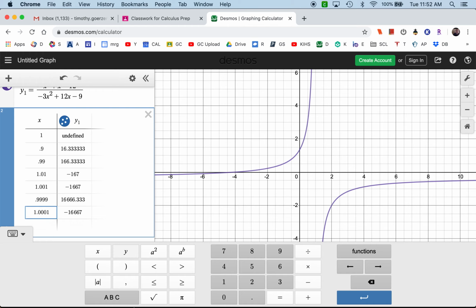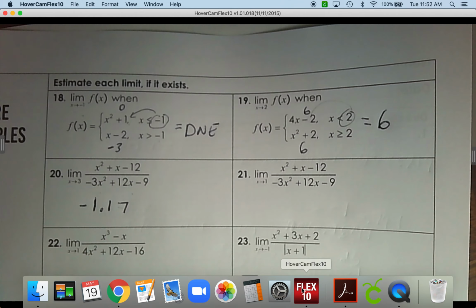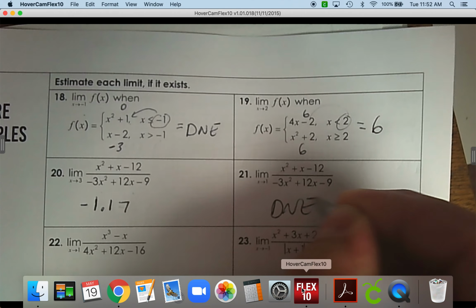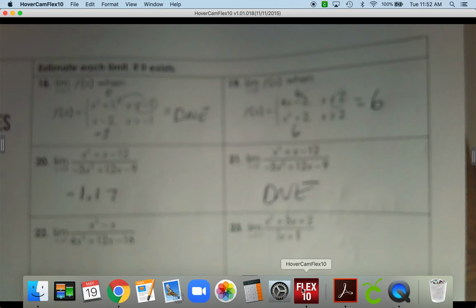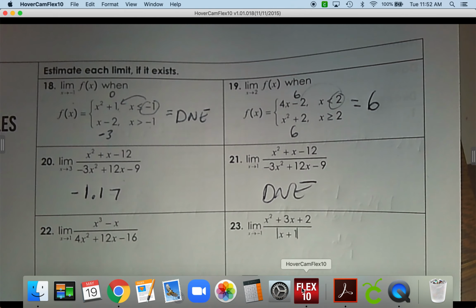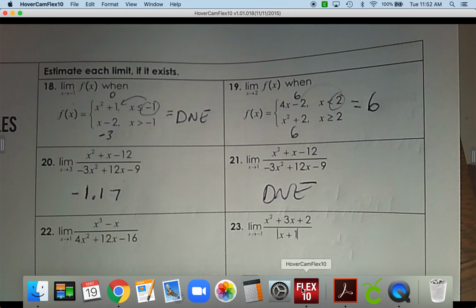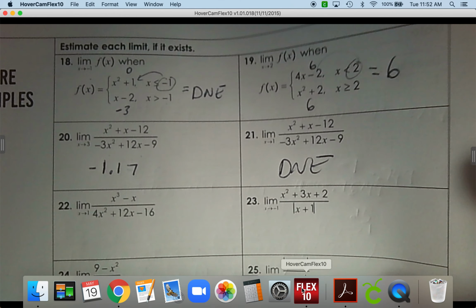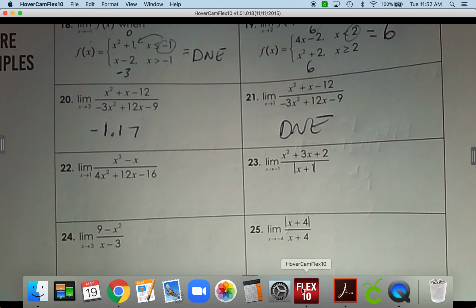So for 21, you would say that this limit does not exist, because as I plug in values before 1 and after 1, they're giving me two different answers. One answer is negative, the other answer is positive. They are not coming together to an answer, so the limit does not exist. All right, let's look at this one, 22.